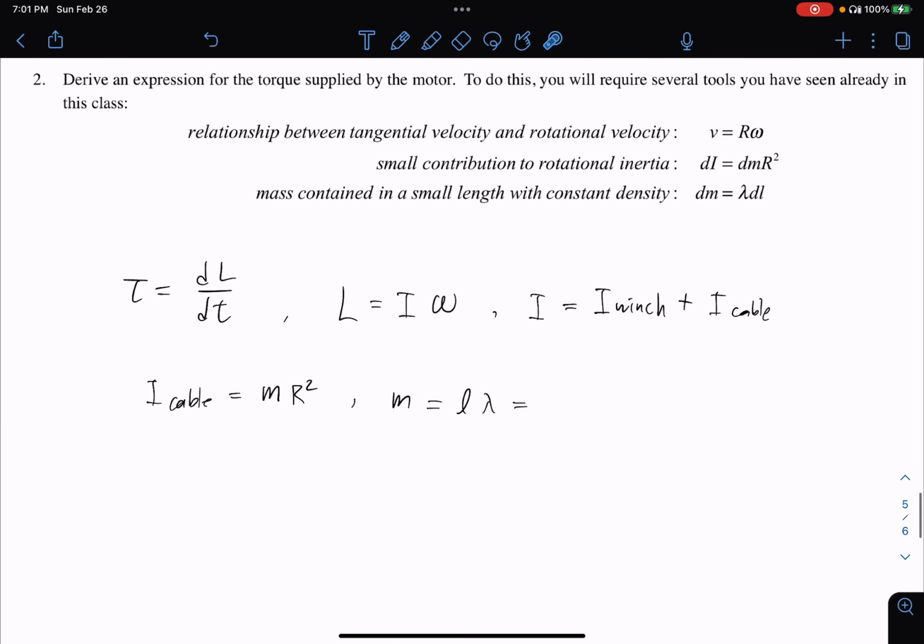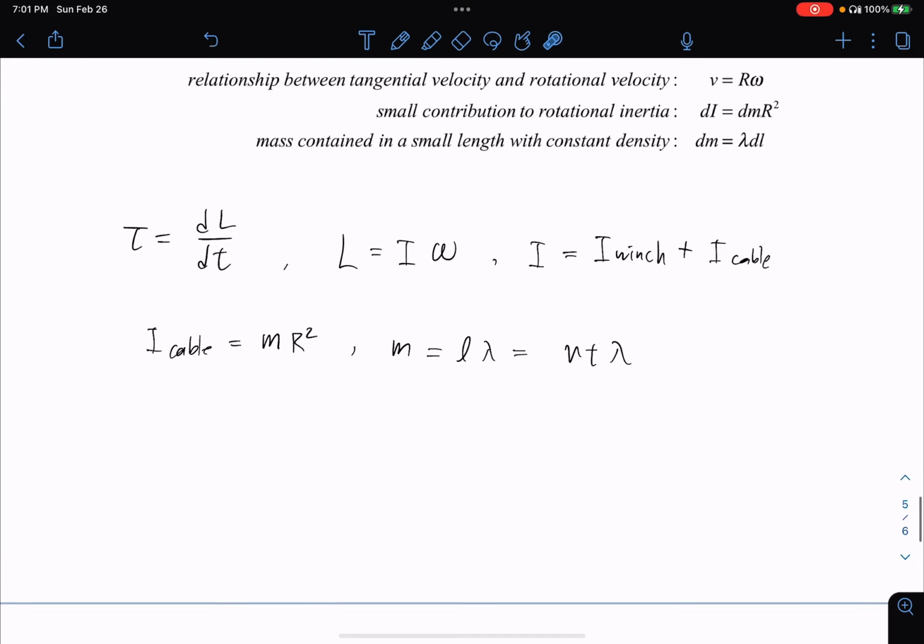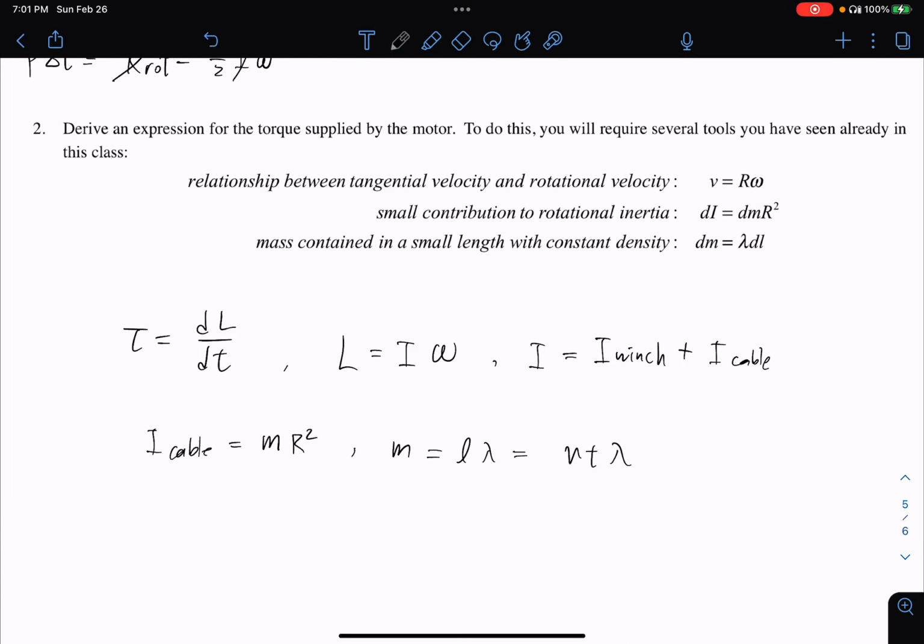Let's say at t equals 0, there's no cable on the winch, so the length can be replaced by Vt, where V is the velocity of this moving cable. And we can replace it by r omega, so we get r omega lambda t.